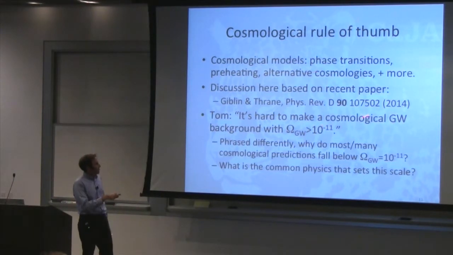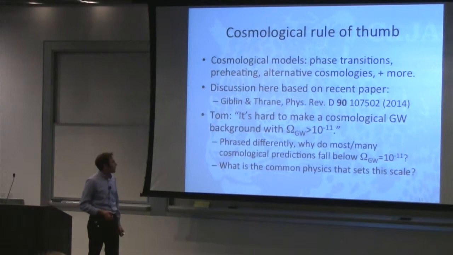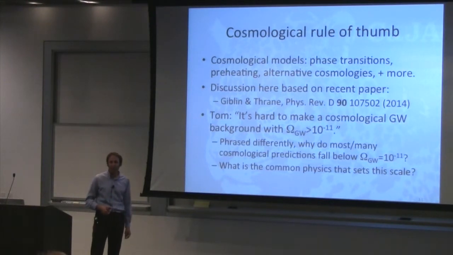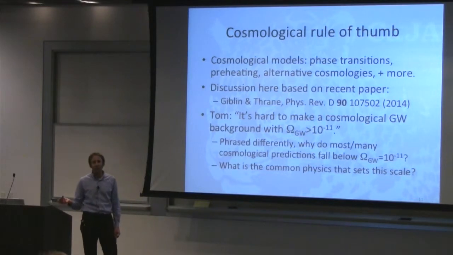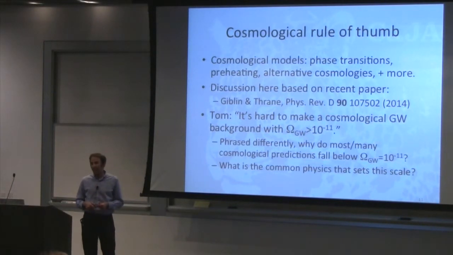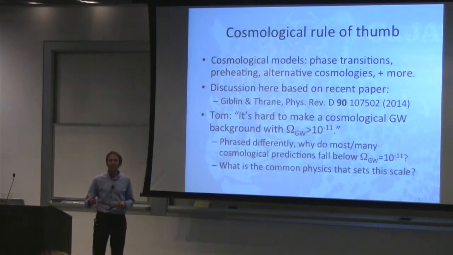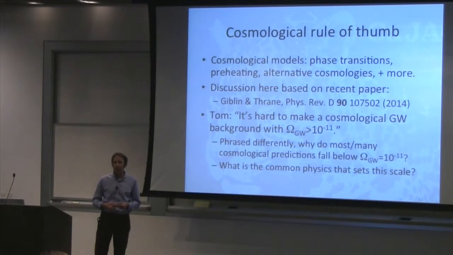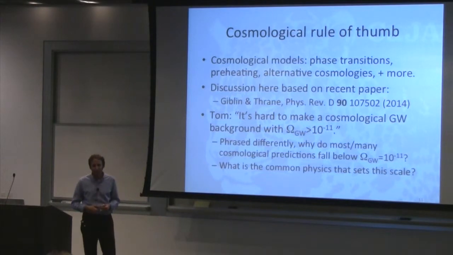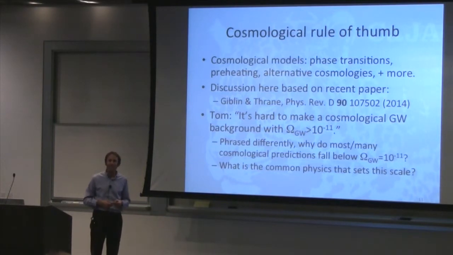And the discussion I'm going to be showing you now is based on a recent paper that I did with Tom Giblin. And there's an interesting story behind it. Tom was visiting Caltech a little over a year ago, and he made an offhand comment to me while we were walking around that advanced LIGO is unlikely to detect a cosmological background because, well, you know, stochastic cosmological backgrounds don't go above 10 to the minus 11.